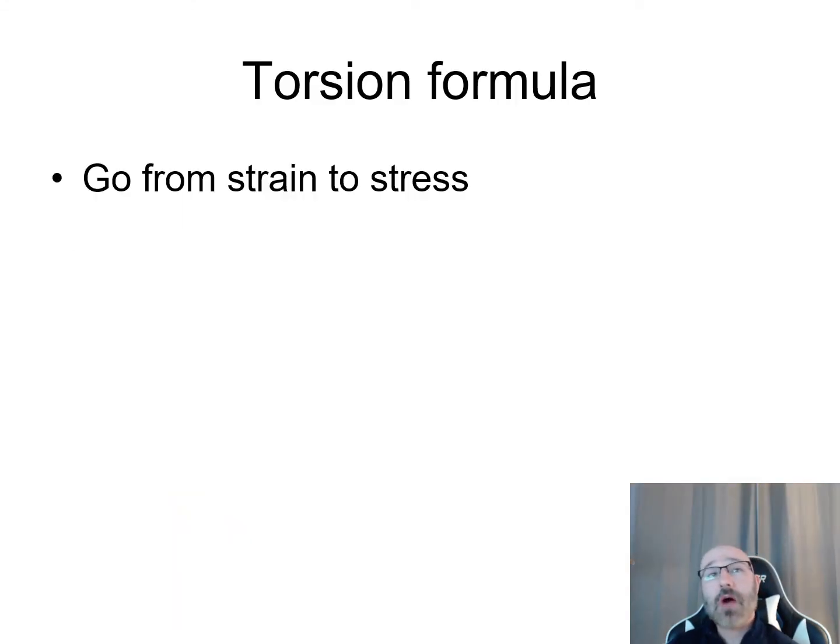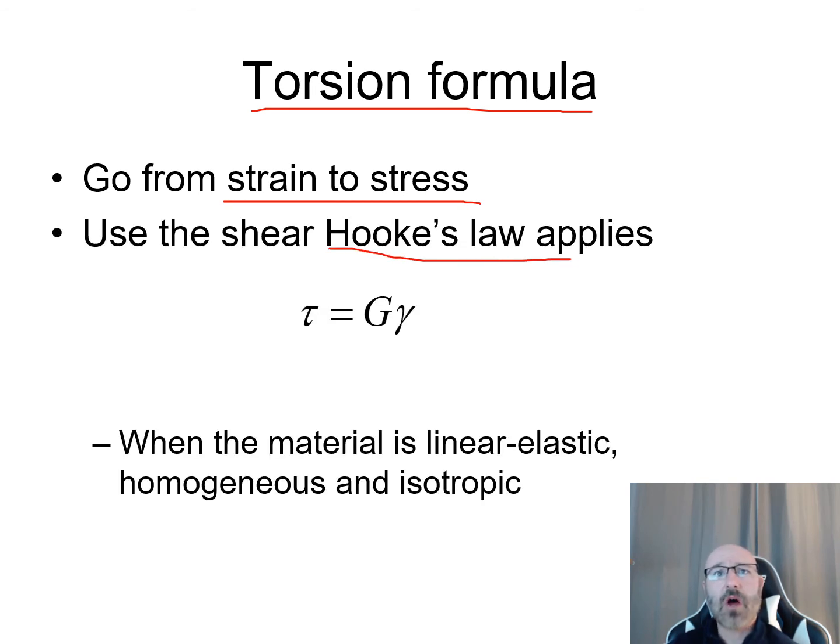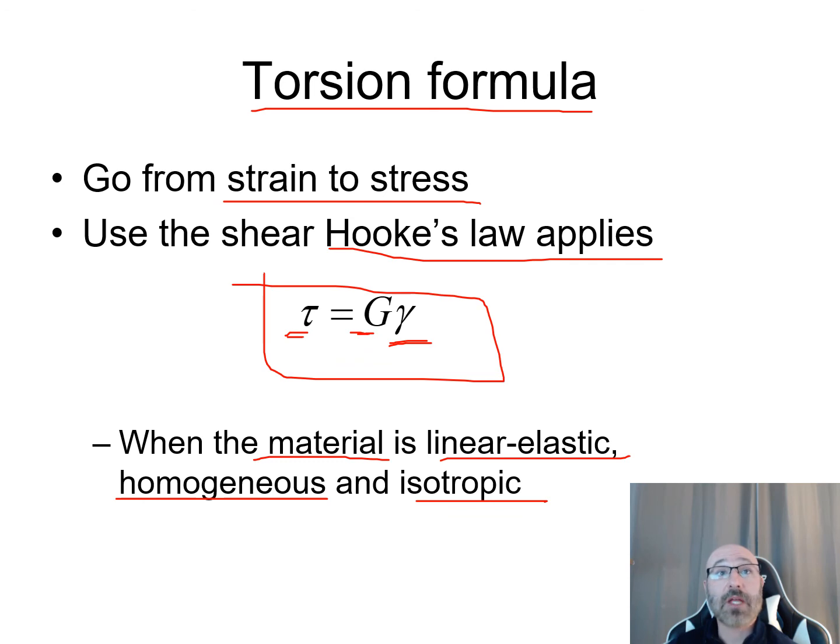So as we continue on with our discussion of the torsional formula, one thing that we want to take a look at is how stress relates to strain. In order to look at this, we can use Hooke's law, and this does apply where tau is equal to G times our gamma. Our shear stress is equal to our modulus of rigidity times our shear strain. But this is only for the case when the material is linear elastic, homogeneous, and isotropic. So we need to make sure all three of those apply if we're going to utilize Hooke's law to go between stress and strain.